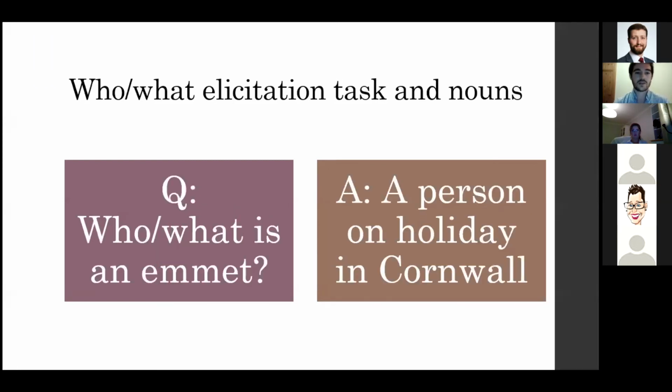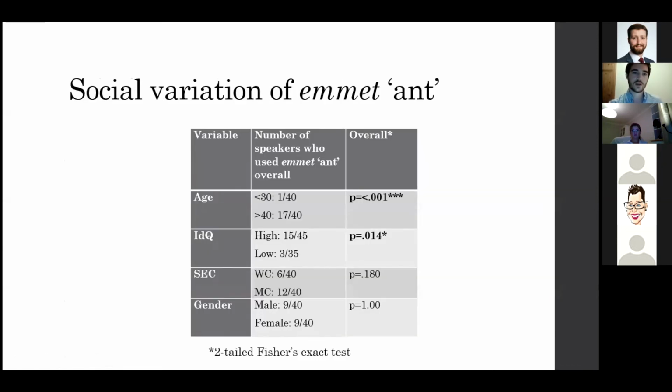So when this is applied to one of the words that I'm looking at in this study, it could be something like this. So who or what is an emit? And the answer could be a person on holiday in Cornwall. Okay, so starting off with the usage data that I elicited through this technique, starting off with the semasiological variation of emit.